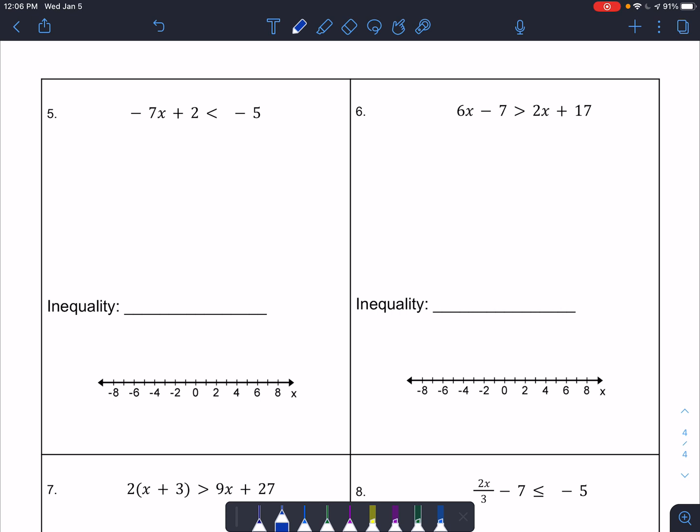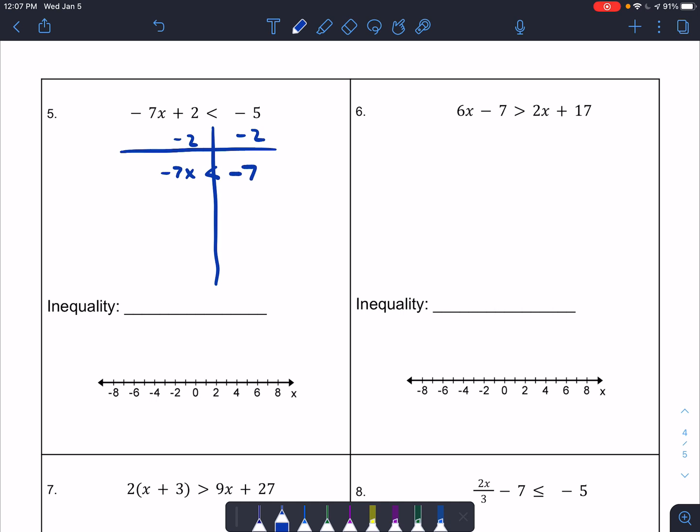Okay, let's see. -7x plus 2. Okay, I'm going to start by kind of moving over this plus 2. I'm going to do it by taking away 2. We know how to do that. So I'm left with -7x. I did not multiply or divide by a negative. Okay, so -7x is less than -7.